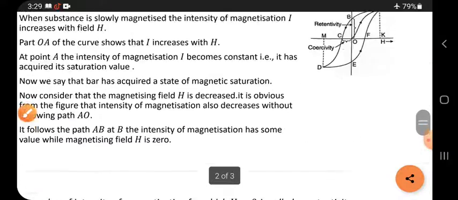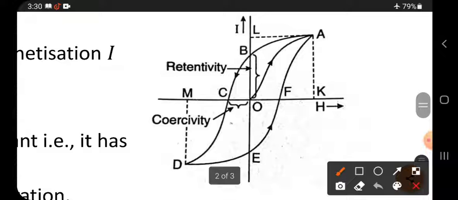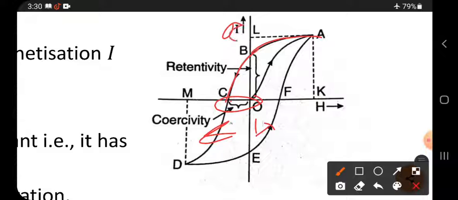See the diagram once again. Okay friends, the value came like this to point B, and the H value is 0. Now again the H value is moved in the reverse direction, meaning it decreases in the reverse direction. The value slowly decreases and reaches point C. So this much of H value is required to make the I value 0. This value is called coercivity.